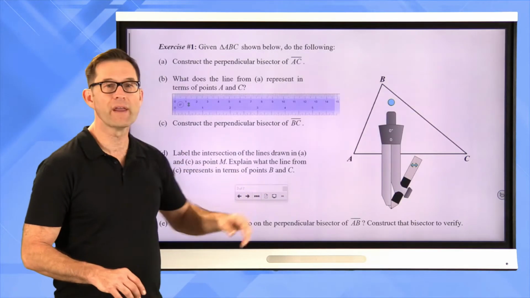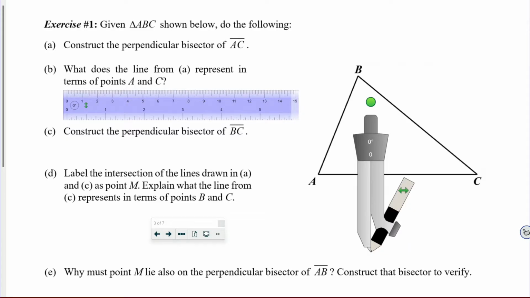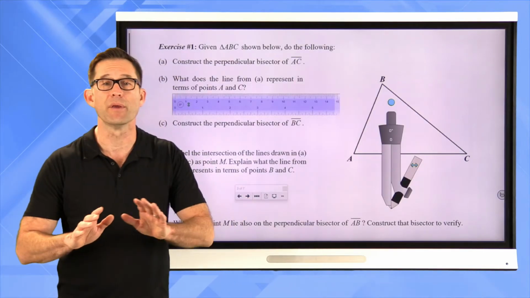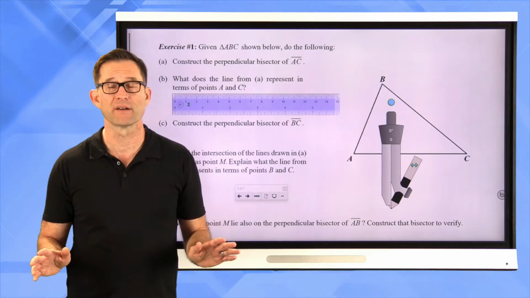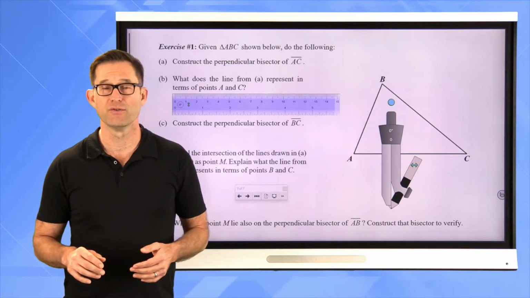So let's get right into it in exercise number 1. Given triangle ABC shown below, do the following. Letter A, construct the perpendicular bisector of segment AC. All right, now today's lesson is going to be all about the perpendicular bisector construction. If you can do that, then you're going to be able to do what we do today just fine.